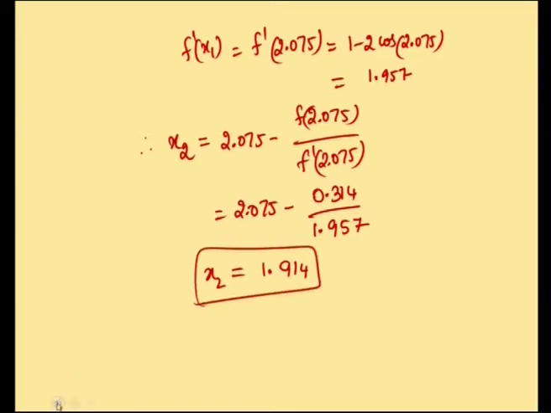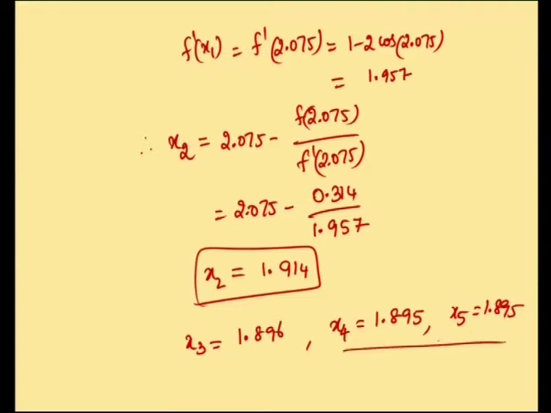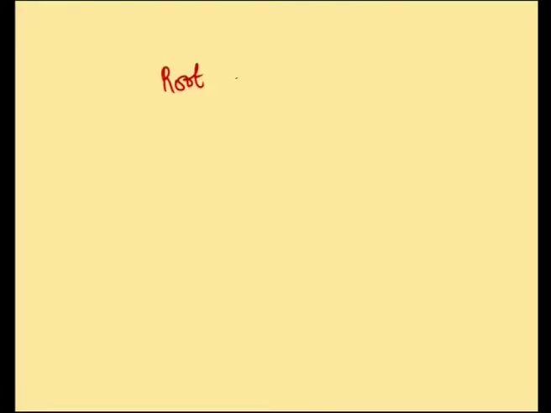Similarly, we find x3 is 1.896 and then x4 is equal to 1.895, and we get x5 is also equal to 1.895. We stop the iterations since the two consecutive iteration values, at the 4th iteration and 5th iteration, are the same, corrected to 3 decimal places. The root of x minus 2 sin x is equal to 0 is 1.895.